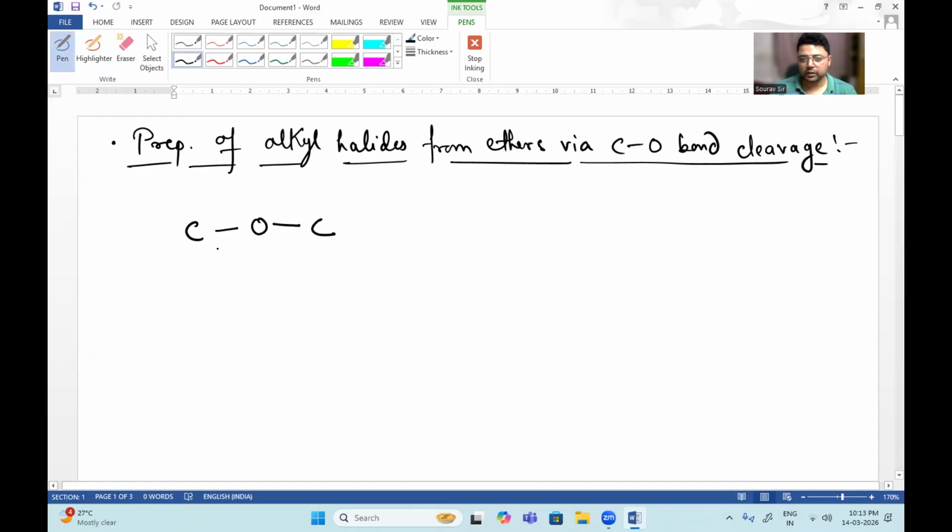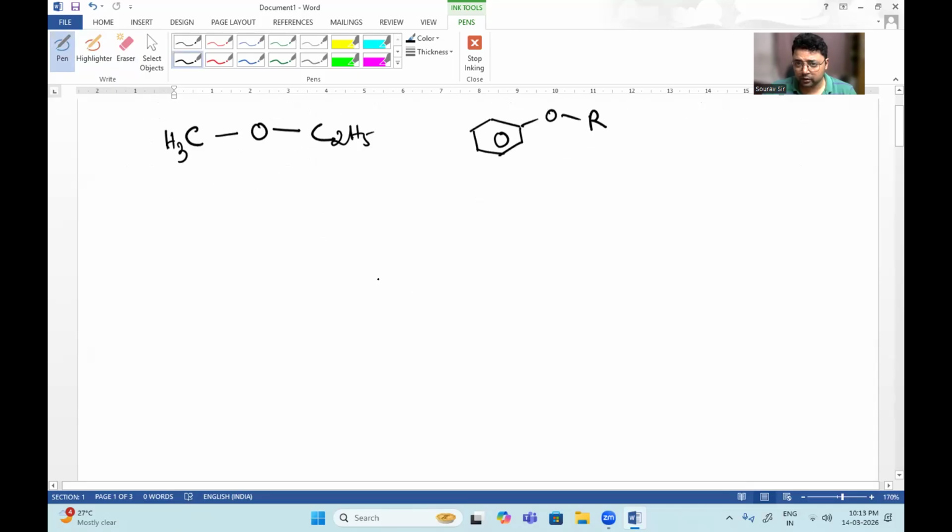one aryl group, anything can be there. It can be a benzene group along with an alkyl group. So this is known as phenyl alkyl ethers. These are alkyl ethers, dialkyl ethers. So we will prepare alkyl halides by breaking these C-O bonds, by breaking any of the C-O bonds.